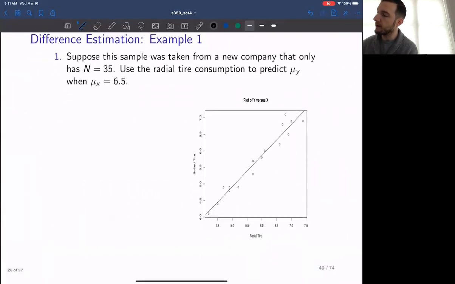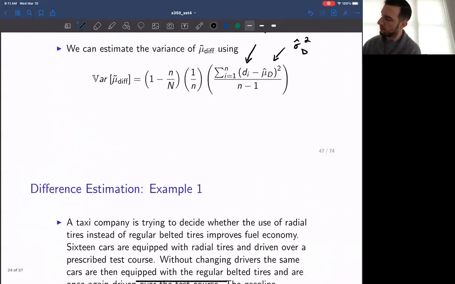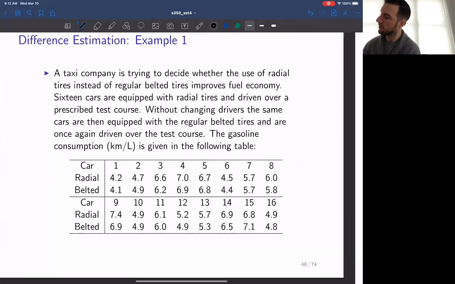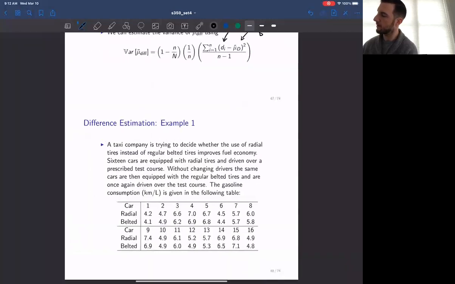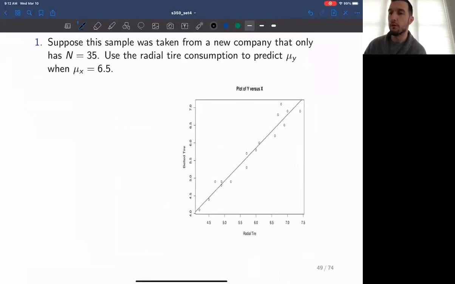Now on the next slide, just before we get into the calculations and a little more discussion, we have a scatter plot of the belted tire measurements versus the radial tire measurements. All right. So the purpose of the scatter plot, again, is to show that there is, in fact, a linear relationship between the measurements coming from each observation.